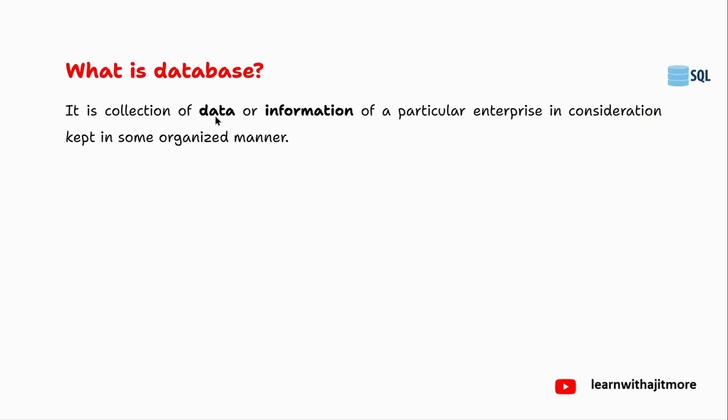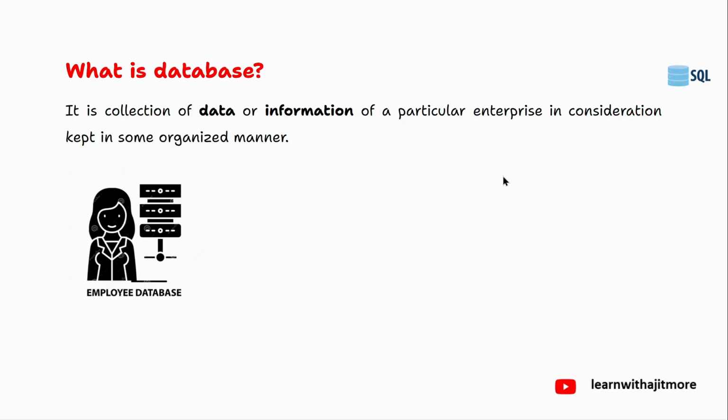But that data is of what? Any particular enterprise. As an example, I'm taking an employee database. In that, I'm going to keep information of the employees, their leave details, then about the department, then the project, then which employees are allotted to which project, so allotment details. All the things about employees are kept in an organized way in the employee database.